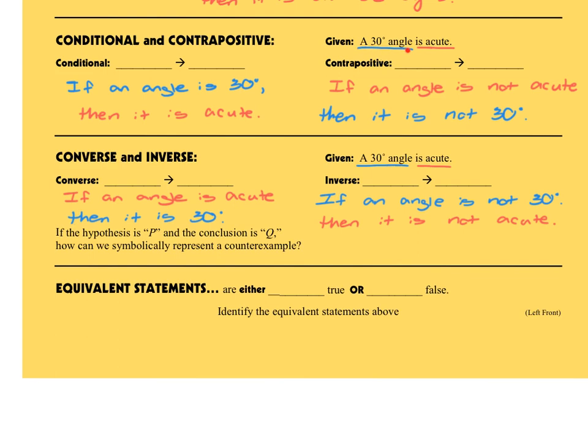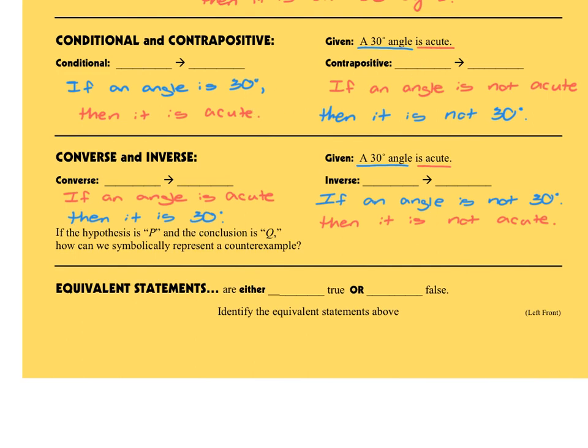I underlined the hypothesis in blue. I got to the verb, then I found the conclusion. So on our conditional, I took that hypothesis and said, if an angle is 30. I don't want to say "if 30 degrees angle" because it just doesn't sound like good English. So I say, if an angle is 30 degrees, then it is acute. Notice the blue came first and the red came second.